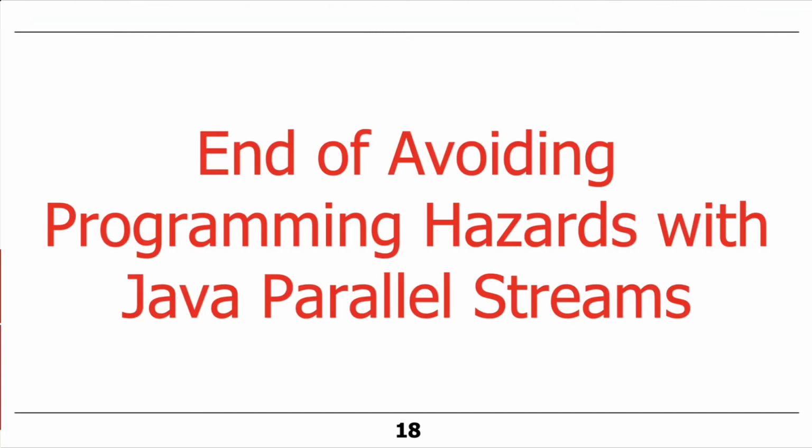So that's the end of a quick summary of how to avoid some common programming hazards with Java parallel streams. The easiest thing to remember is simply don't share stuff, don't share mutable state, and most of your problems will disappear in terms of synchronization and atomicity and visibility and ordering problems.